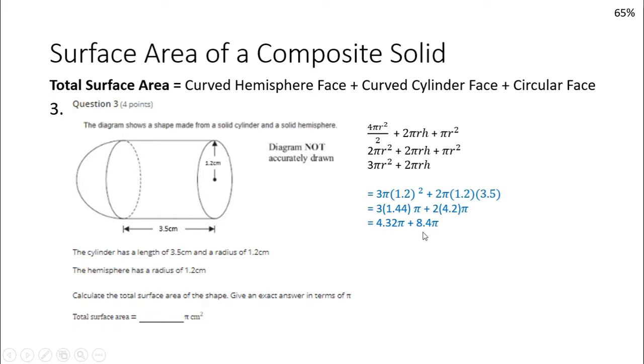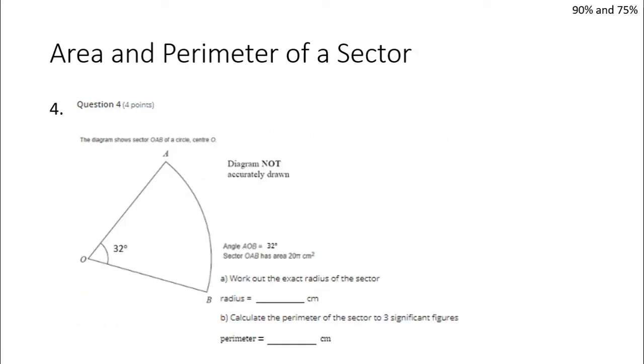Together, it's some number of pi. I can just add the 4.32 plus the 8.4. That's 12.72 pi. Exactly. I never rounded at any point there, so that's an exact answer. 12.72 pi. Right, this question, area and perimeter of a sector, went a lot better.